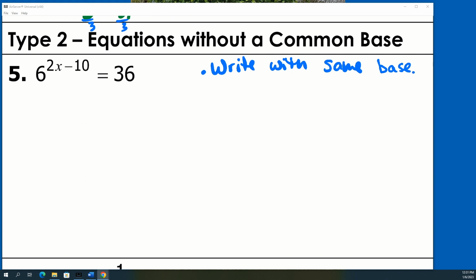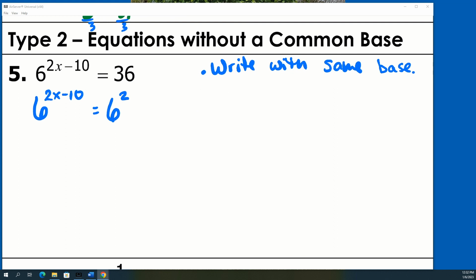So what do you guys think that base is going to be? 6 or 36? 6. So the side with the 6 we're going to leave alone. And then we want to write 36 as 6 to some power. What power? The second power. 6 squared is 36. So instead of writing it as 36, I can just write it as 6 squared. Does that make sense? Okay, I just replaced it.